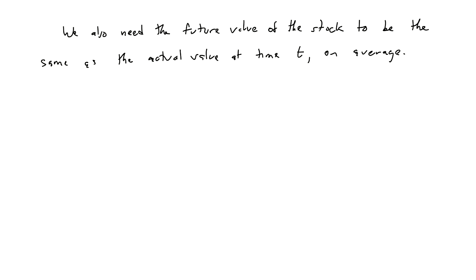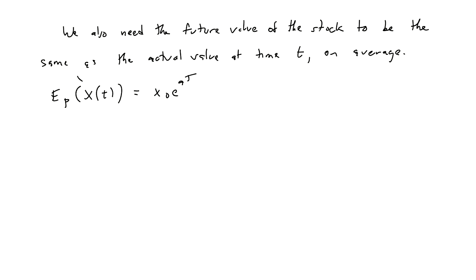We need the same thing for stock. We need the difference between what it is now and what it is in the future to be the same on average. So we need that. And again, I'm mixing my t's. That the expected value of the price of the stock at time t is equal to the future value of the current price.